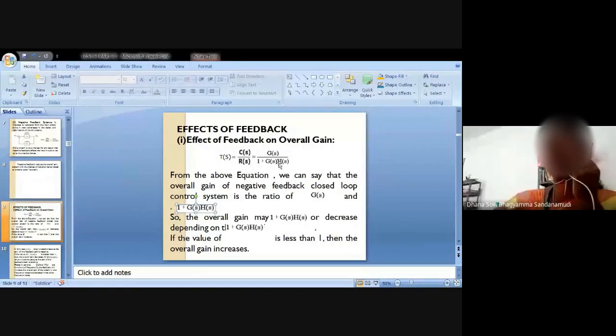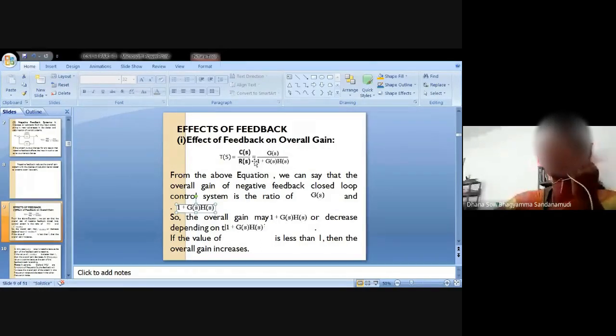If the denominator increases, then the T(s) value will reduce. If the denominator decreases, the T(s) value will increase, because of the division with respect to G(s). So the T(s) value will vary with respect to 1 plus G(s) into H(s).